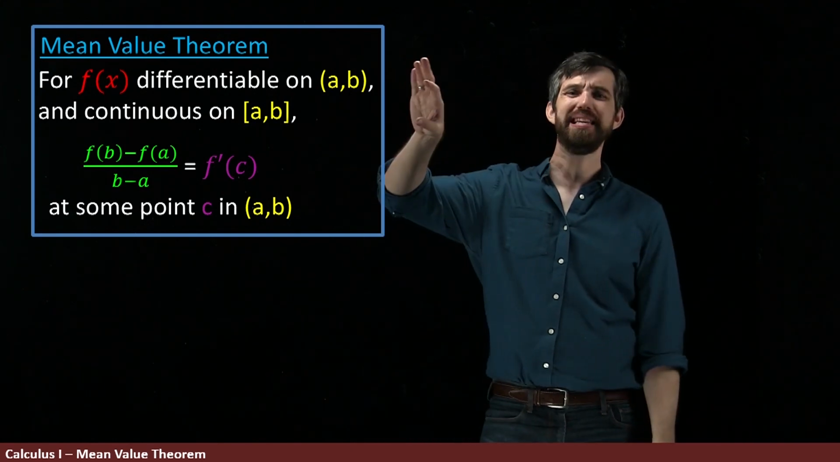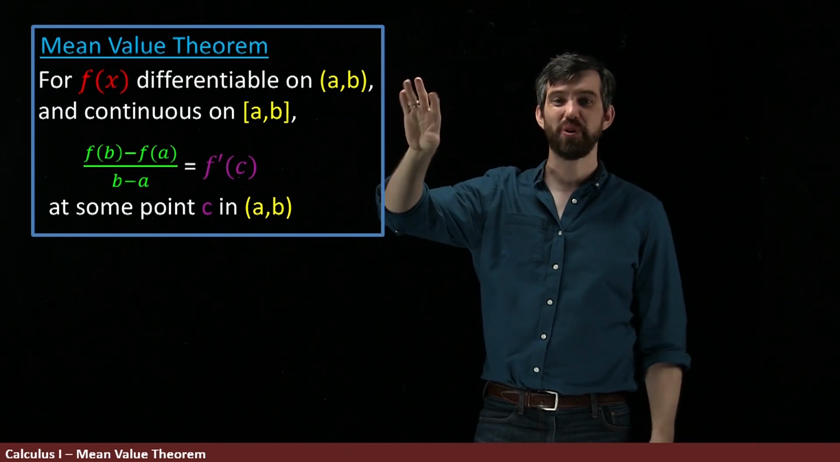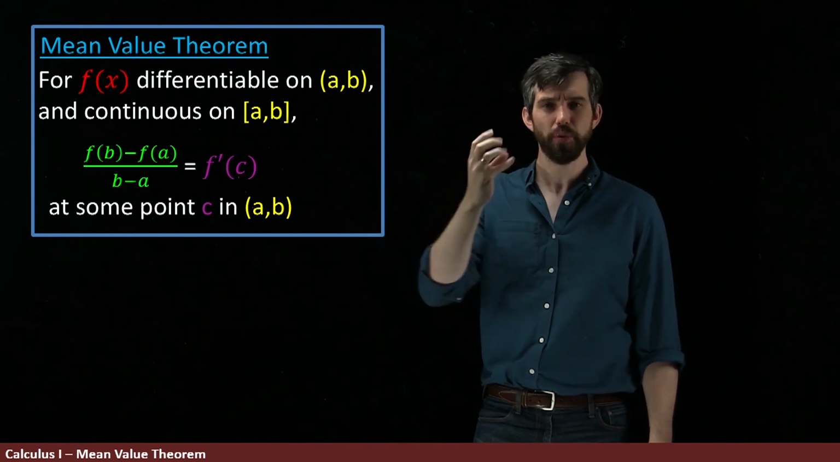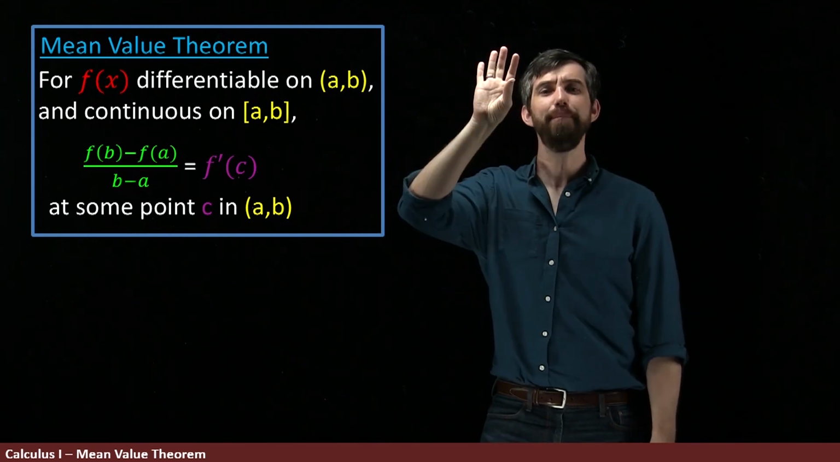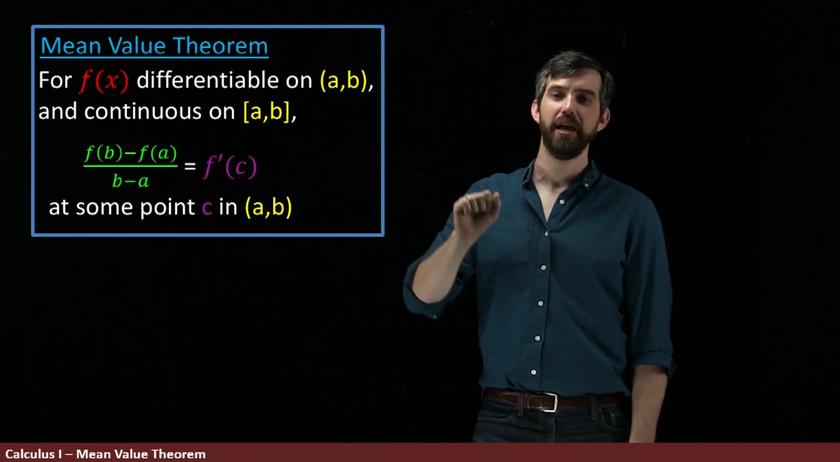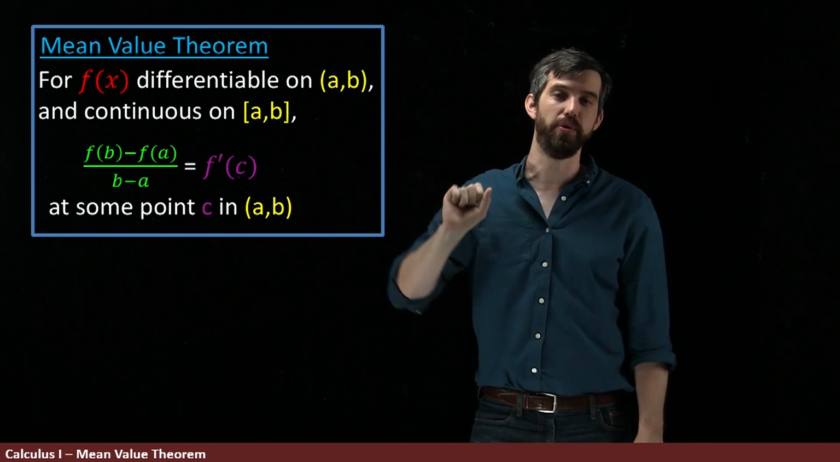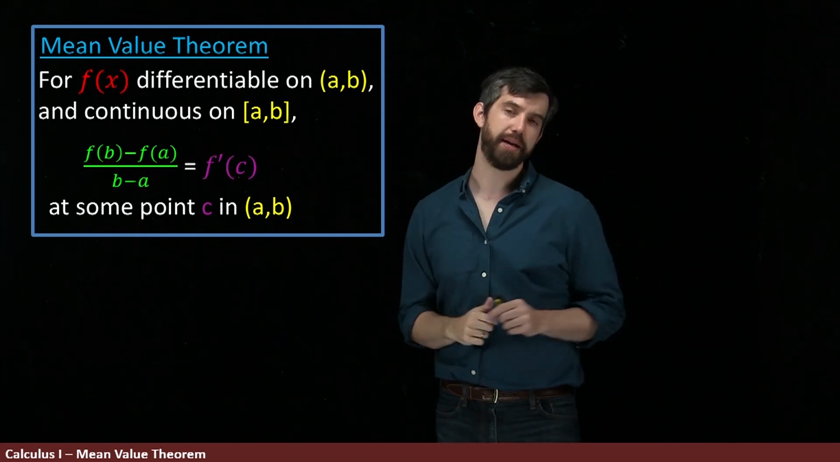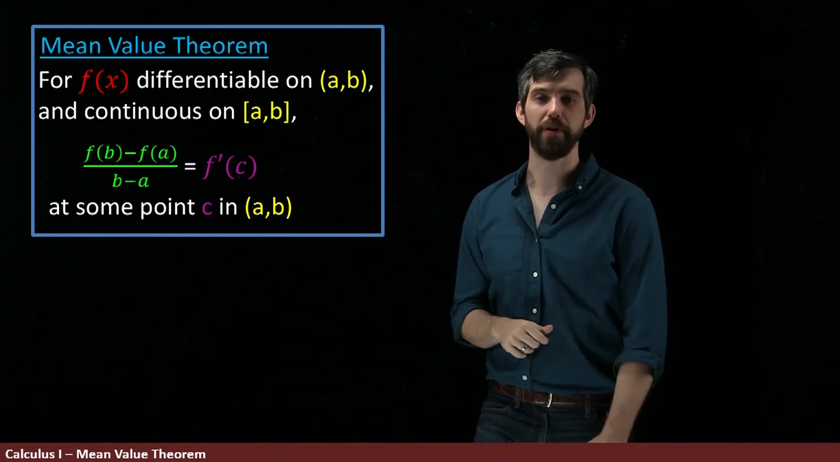But why do I need these conditions? Why couldn't I relax the conditions a little bit? So what I wanted you to think about is, why must I have both of these? Why must I have this claim about differentiability on (a, b) with open brackets and this claim about continuity on [a, b] with closed brackets? Let's do the differentiable point first.